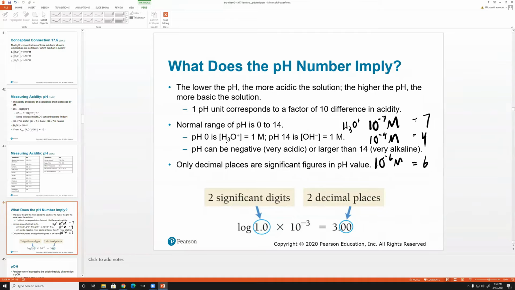Oh, milk of magnesia is like a laxative. It's like an antacid kind of thing, but stronger.